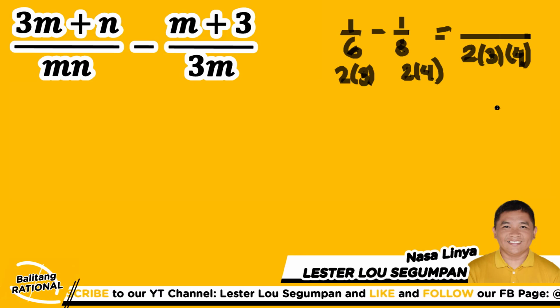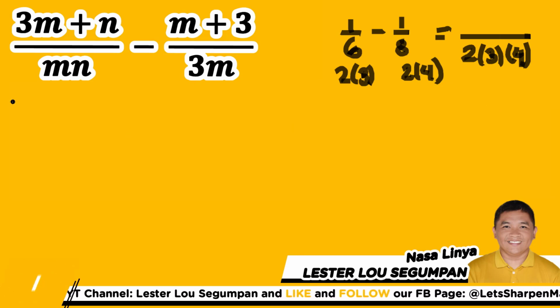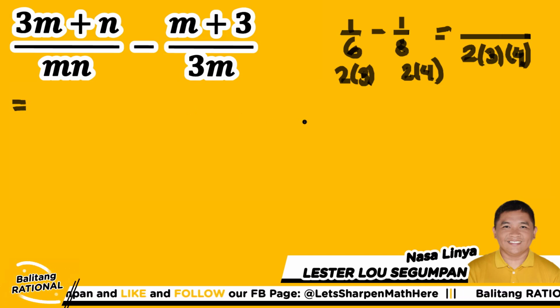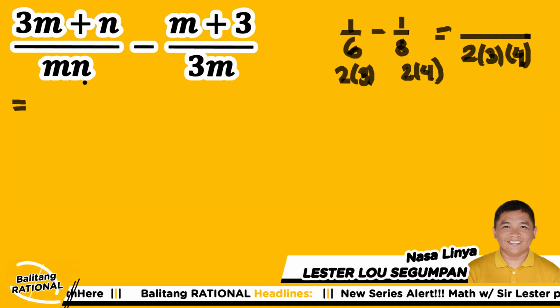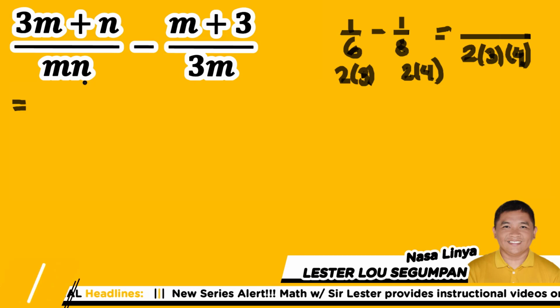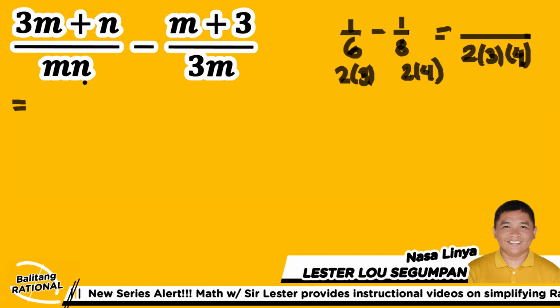So same thing here po sa ating given dito. We just need to look at the possibility of the factors of our denominators. We have mn on our first denominator here. So it's a product of m and n. Our second denominator is 3m. That's a product of 3 and m. M occurred in both denominators. So you only have to use 1m.